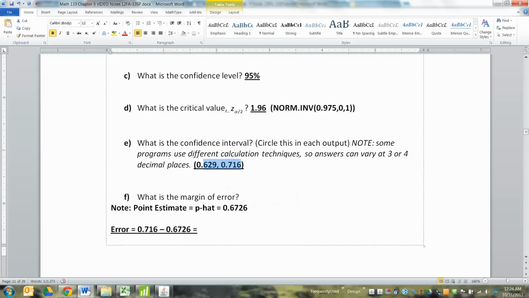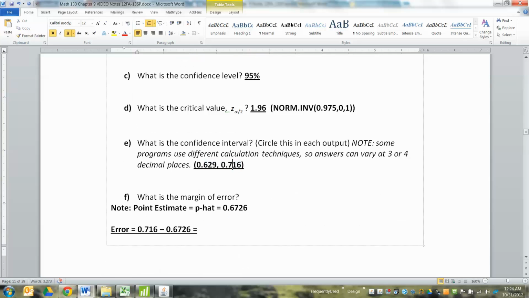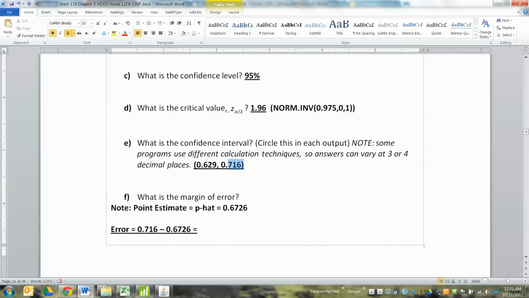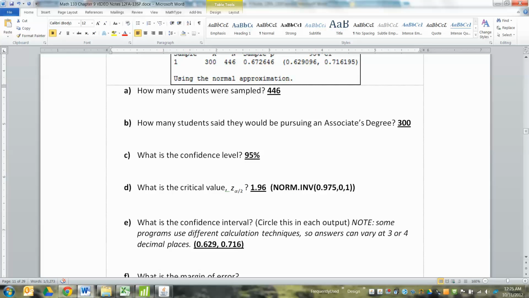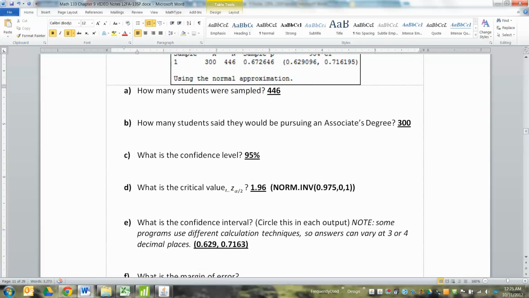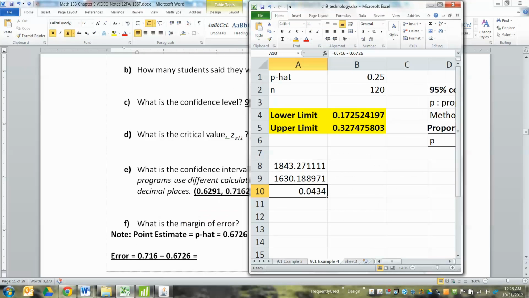Now, you could find it by adding these two up and dividing by 2, or you can notice they gave it to you right here. Sample proportion, 0.6726. Sample p, 0.6726. That's p hat. Okay, so that's the center of your interval. So to find the error, you just subtract. You say, okay, 0.716, take away 0.6726 or 0.673. Okay. So I guess if I wanted to be more accurate here, I could put 4 decimal places in. That way, it's consistent. All right, so I will just go grab a calculator, grab Excel, whatever.